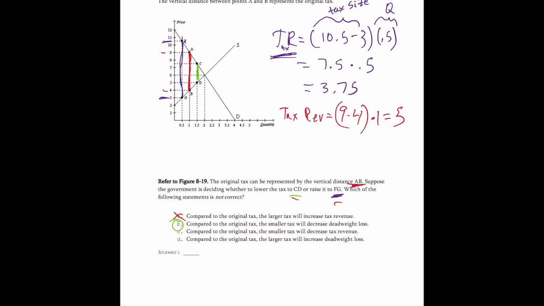Lastly, the next question says, compared to the original tax, the smaller tax will decrease deadweight loss. Oh, I apologize. Next, we need to look at our tax revenue from the initial tax. Well, that's the difference between 4 and 9, which is the size of the tax, times how many goods we're taxing, which is 1. That's going to give us an answer of 5. 5 is greater than 3.7, so tax revenue doesn't go up as we raise the tax.